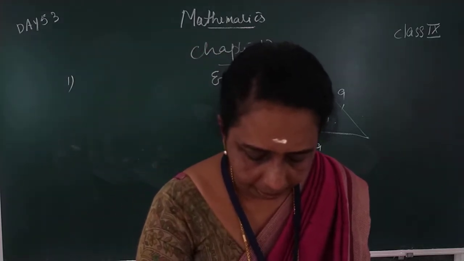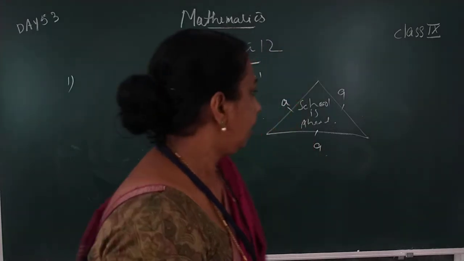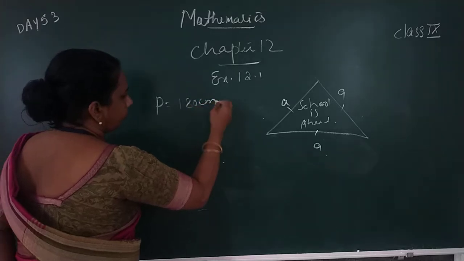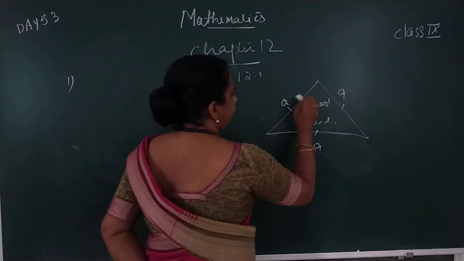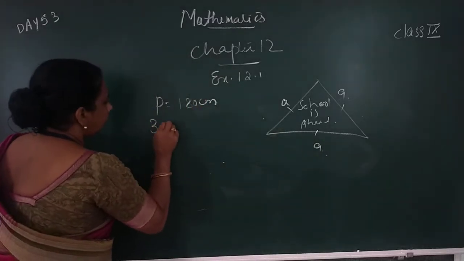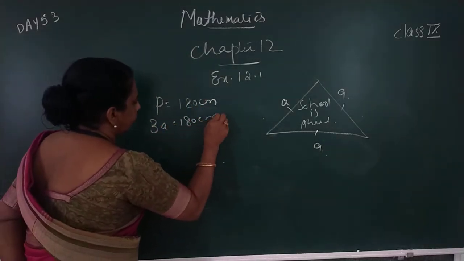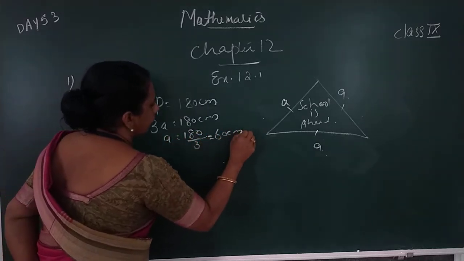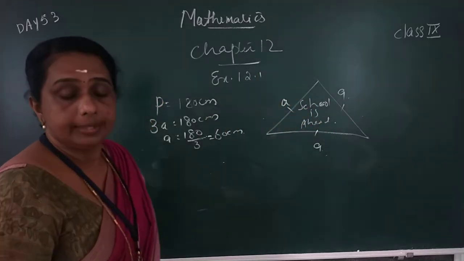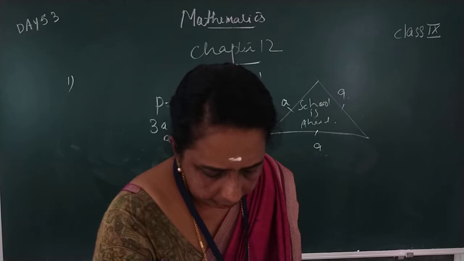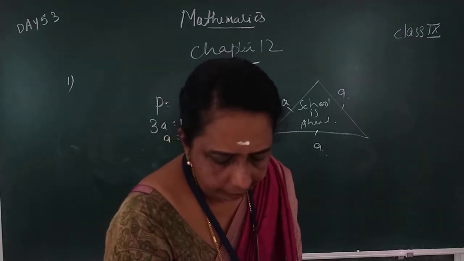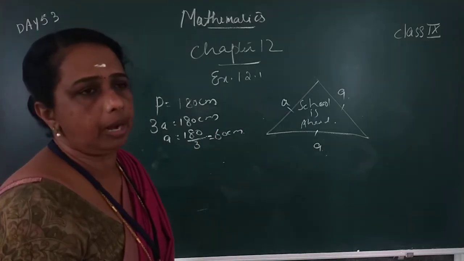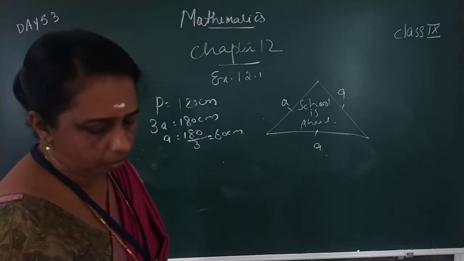Its perimeter is given as 180 centimeter. Perimeter means length around the figure, that is A plus A plus A, which is equal to 3A is equal to 180 centimeter. Then A is equal to 180 by 3, that is equal to 60 centimeter. Then one side of the equilateral triangle is equal to 60 centimeter. Then what will be the area of the signal board? Using Heron's formula, we want to find out the area of this signal board.